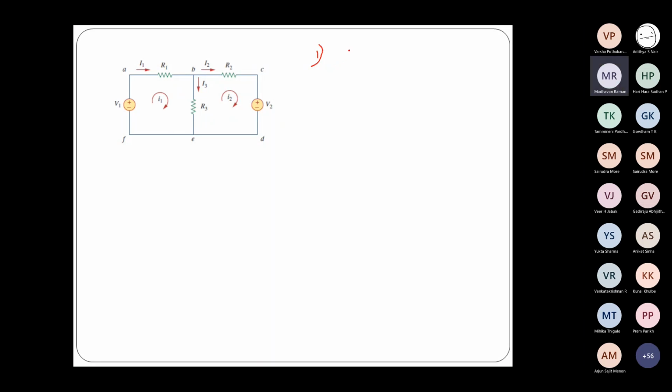Then after we find that this is a planar network, we'll go for identifying the number of loops or number of meshes. First step is to identify the number of loops and assign a loop current for each of the loops.